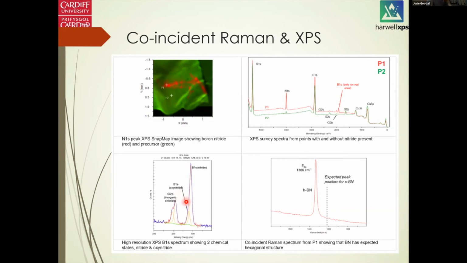And then if we look at the high resolution scans of the boron 1s peak, we'll be able to see the chemical oxidation states of the boron, such as boron nitride or nitride. And then the coincident Raman spectrum gives us the structural information, showing that these boron nitrides are hexagonal rather than cubic.